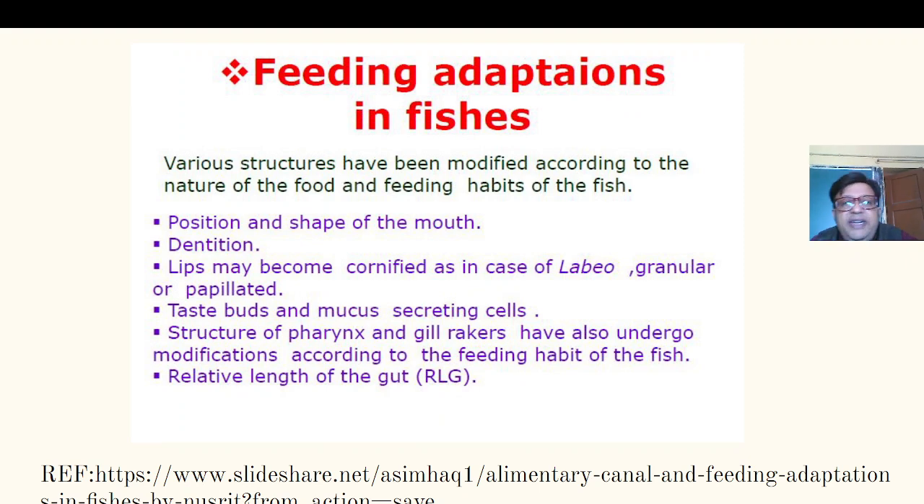Now let us go to the feeding adaptation in fishes. Various structures have been modified according to the nature of the food and feeding habits of the fish. What are they? The position and the shape of the mouth differ. The dentition differs. Lips may become cornified, as in the case of Labeo rohita, Katla and all these. Taste buds and mucus-secreting cells. Structure of pharynx and gill rakers. You can see throughout this chapter there are differences coming.